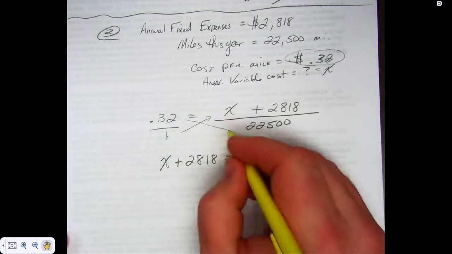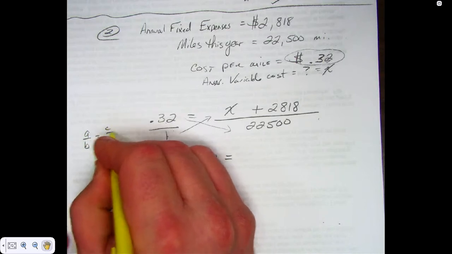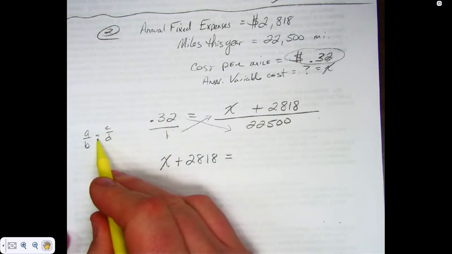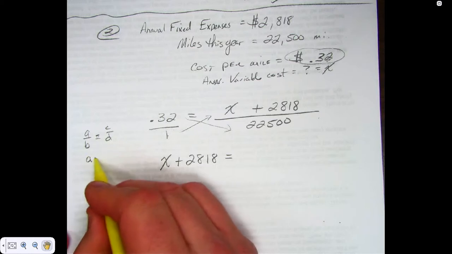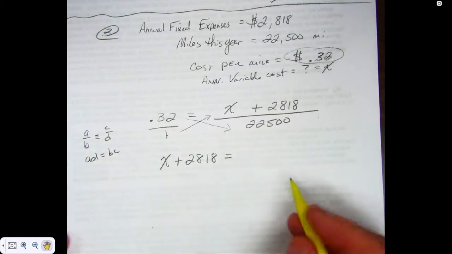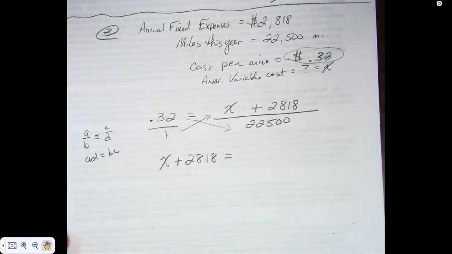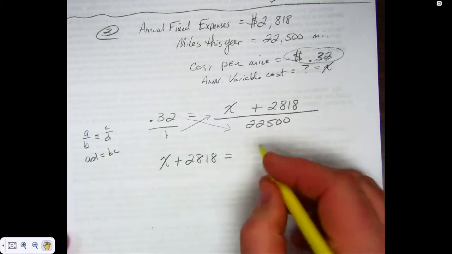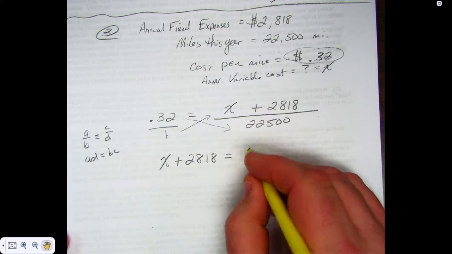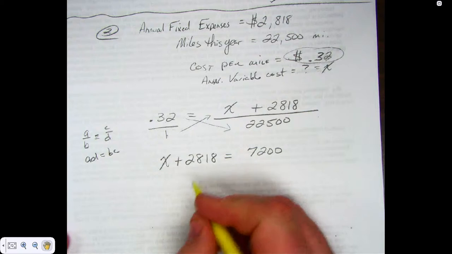Equal to, now I'll cross multiply here, and you can only do this when you have a proportion. A over B is equal to C over D. That's a proportion because it's two fractions set equal to each other. AD is equal to BC. That's an algebra deal. So, this over here is 0.32 times 22,500. What do you guys get in your calculator when you put that in? 7,200. Next step is to do what to solve this equation?